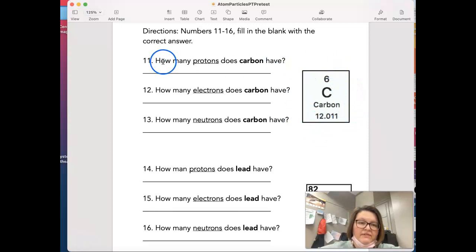Here we go. Number 11. How many protons does carbon have? Here is your carbon element. Number 12. How many electrons does carbon have? Here is your carbon element. For number 13, I would recommend you use your calculator. Number 13 says, how many neutrons does carbon have?